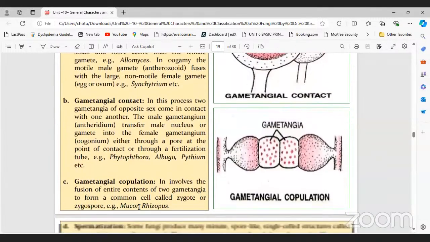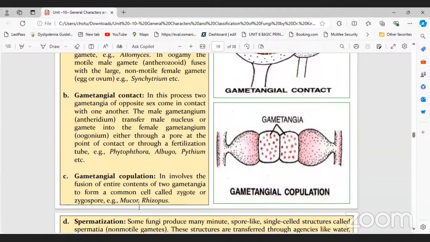And next one is gametangial copulation. The entire contents of the two gametangia fuse and become one. It occurs in two types. One is direct fusion of gametangia, as exemplified by Mucor, Zygorhynchus, etc. Here the two gametangia fuse and become one cell, direct fusion.